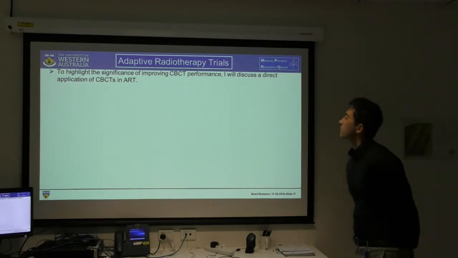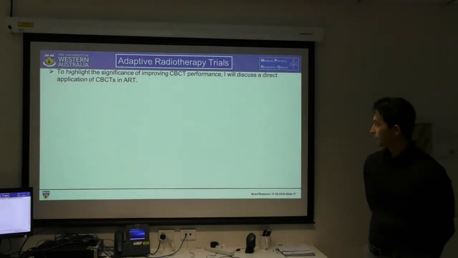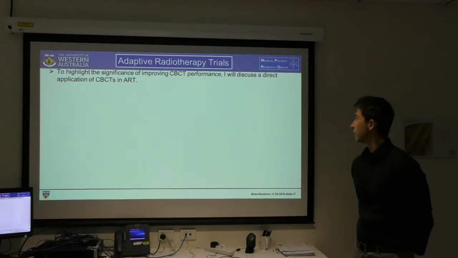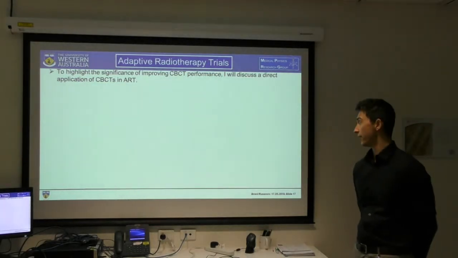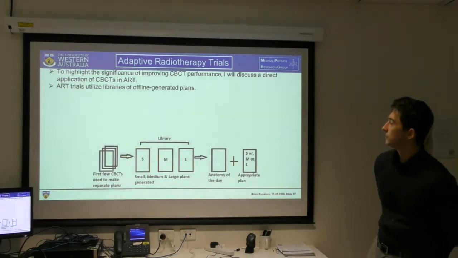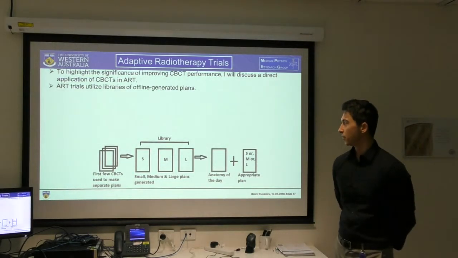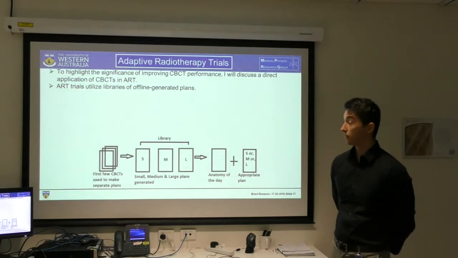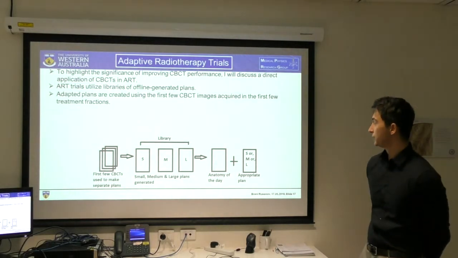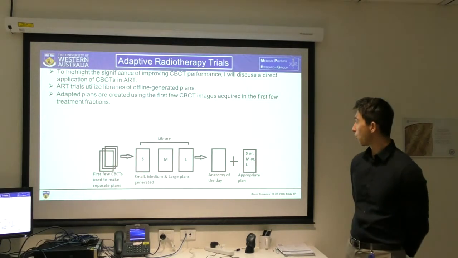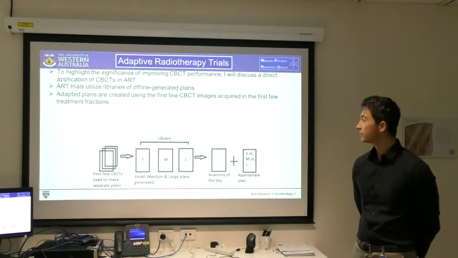So, I guess to highlight the significance of improving CBCT performance, I will discuss a direct application of CBCTs in adaptive radiotherapy. So far, adaptive radiotherapy trials utilize libraries of offline generated plans. Adaptive plans are created using the first few CBCT images acquired in the first few treatment fractions.